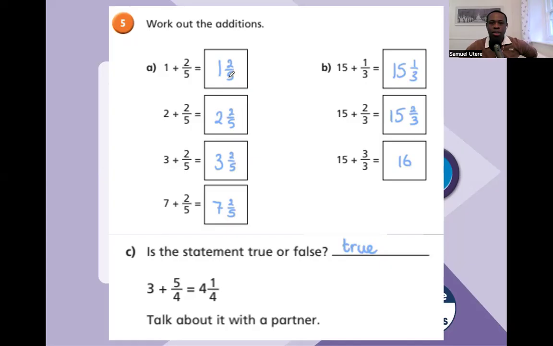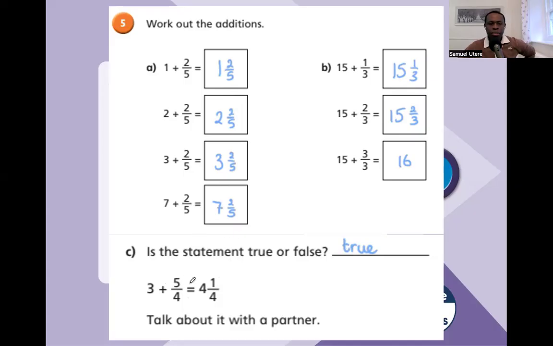So by doing the denominator times the whole number plus the numerator. But we're not doing that now. So these are really straightforward. We simply just write the whole number and the fraction beside it. Next, we'll ask, is the statement true or false? 3 plus 5 over 4 is equal to 4 1/4.